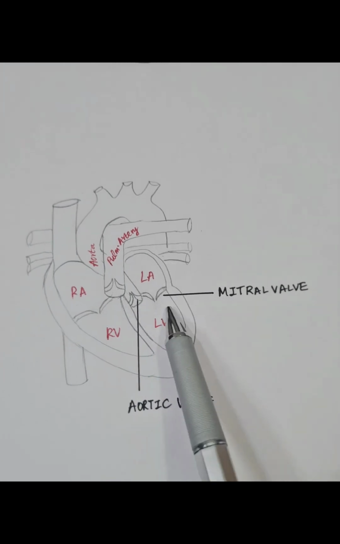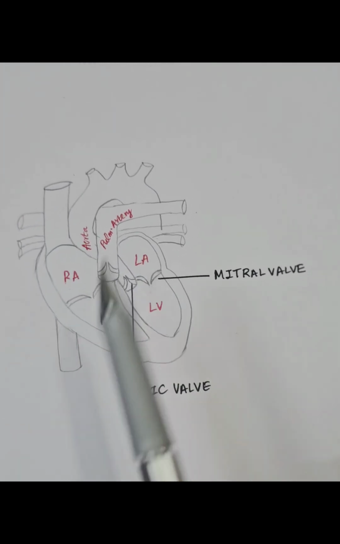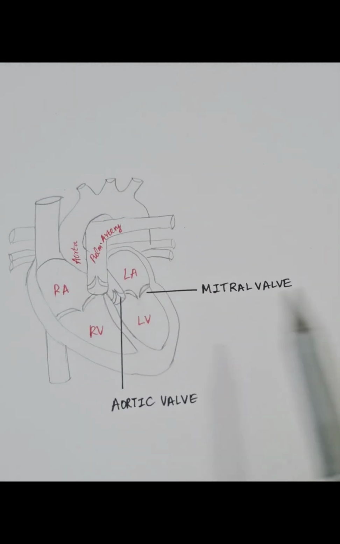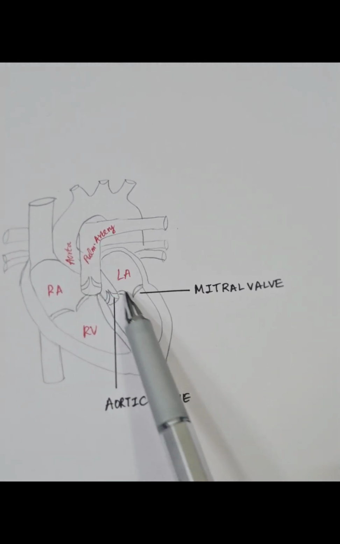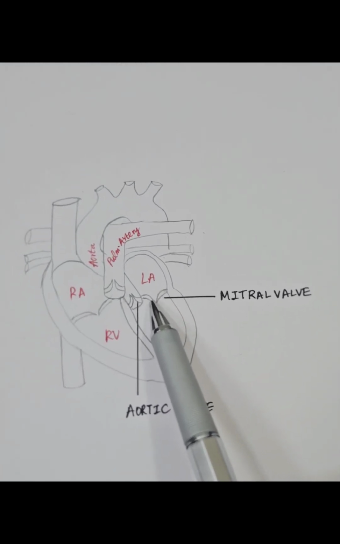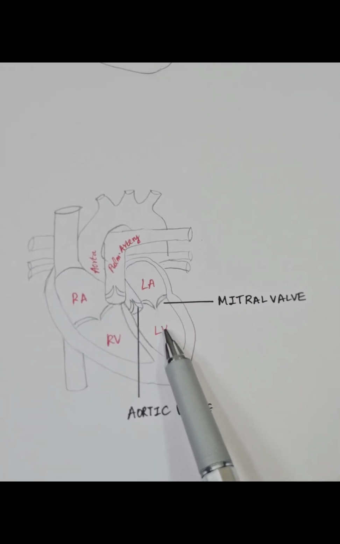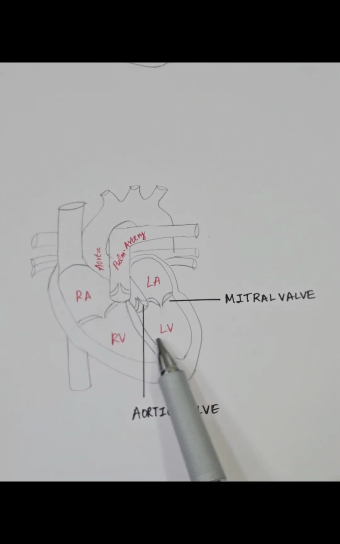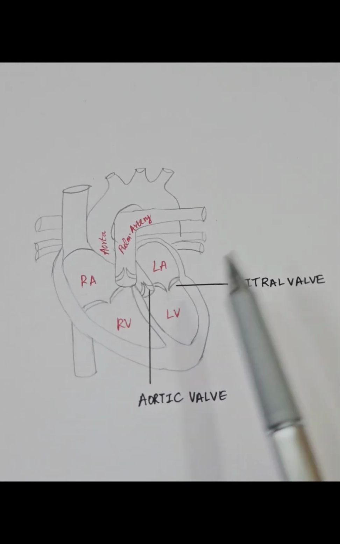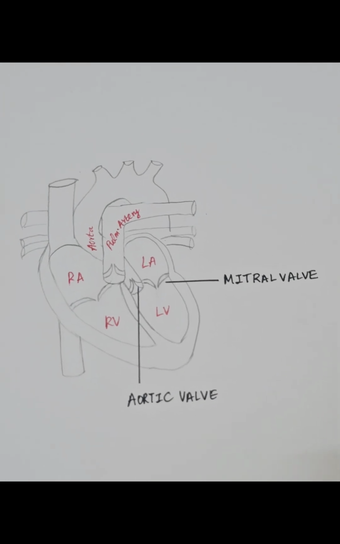Now what kind of murmur will be heard? We know blood from the left atrium will enter the left ventricle during diastole, and during diastole there will be turbulent flow of blood from the left atrium to the left ventricle because of a narrow or stenosed valve, mitral stenosis. So this produces a diastolic murmur, and there are a lot of components in the murmur of mitral stenosis. Let's try to understand them one by one.